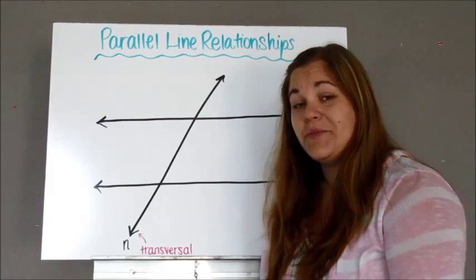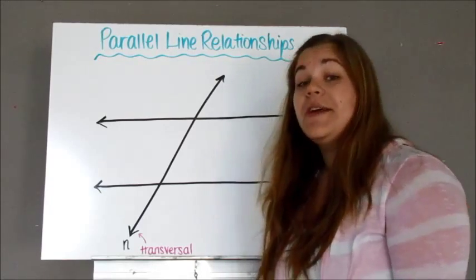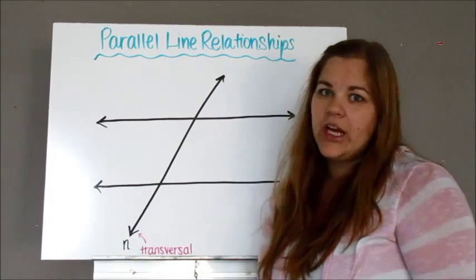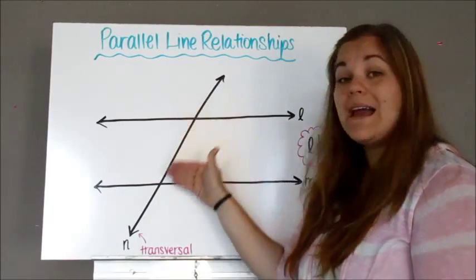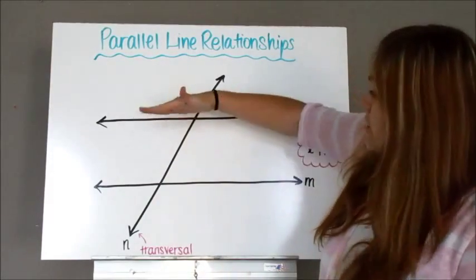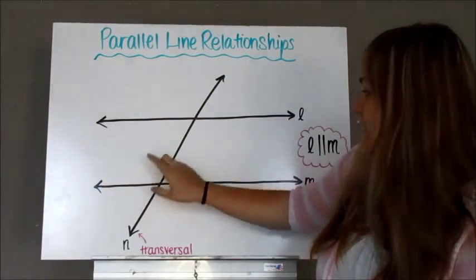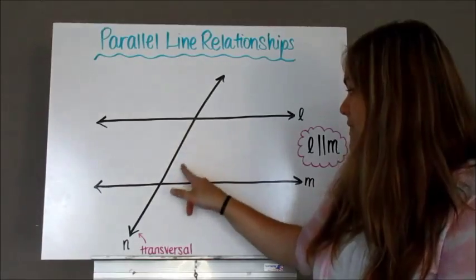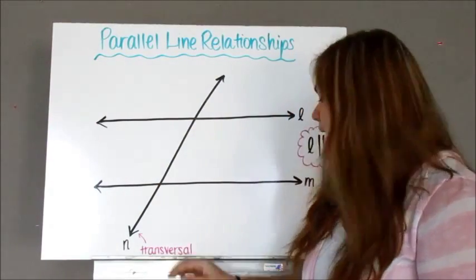Next type of relationship we're going to be looking at is alternate interior angles. Now, alternate means different. Interior means inside. So what that means is we're going to be looking inside of those two parallel lines. So we're not paying attention to anything that's up here, and we're not paying attention to anything down here. We're focusing on these four angles inside, interior, inside those parallel lines.